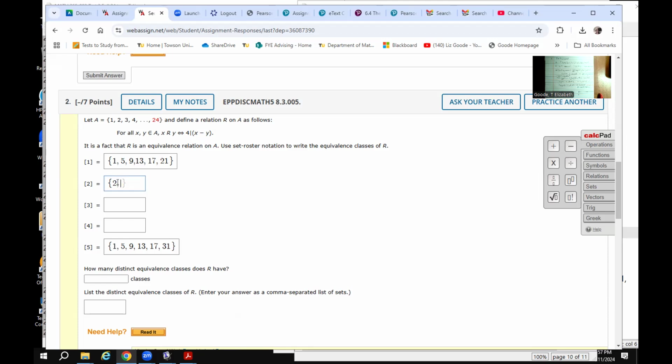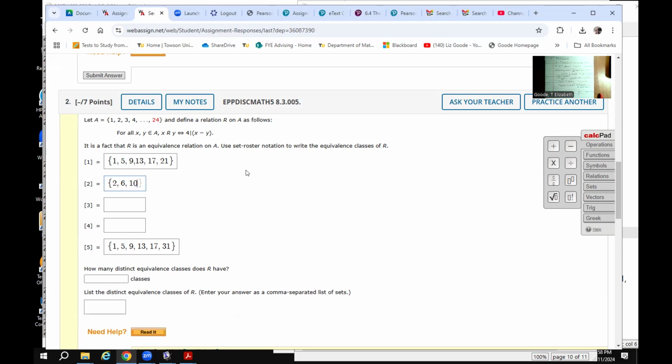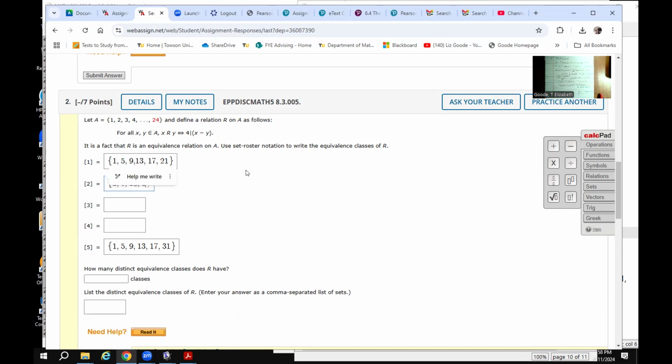2 plus 4. What's 2 plus 4? 6. Now, 6 minus 2 is 4, and that's divisible by 4, right? And what's the next one? Keep going by jumps of size 4. 10. Right. 2 minus 10 is -8, and 4 divides -8. 6 minus 10 is -4. 4 divides -4, right? What's the next one? 14. Yep.